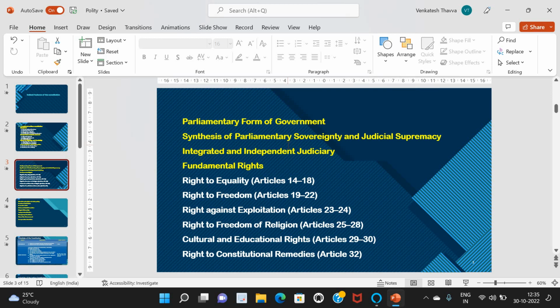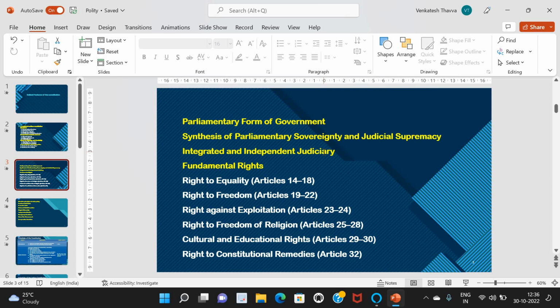Next, coming to integrated and independent judiciary. The Indian Constitution establishes a judicial system that is integrated as well as independent. The Supreme Court stands at the top of the integrated judicial system in the country. Below it, there are high courts at the state level. This single system of courts enforces both the central laws as well as state laws.